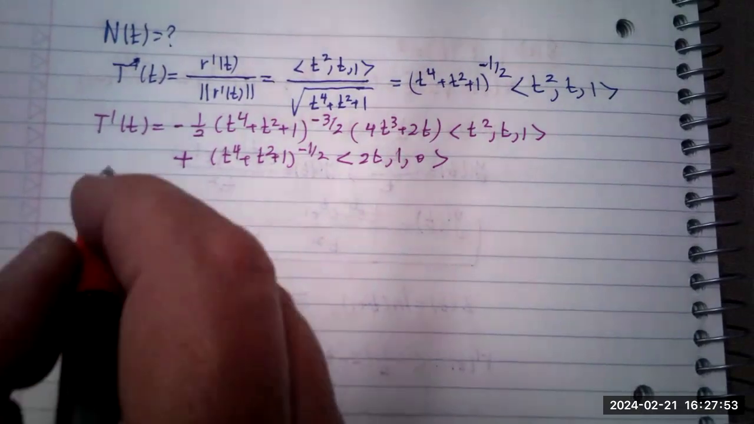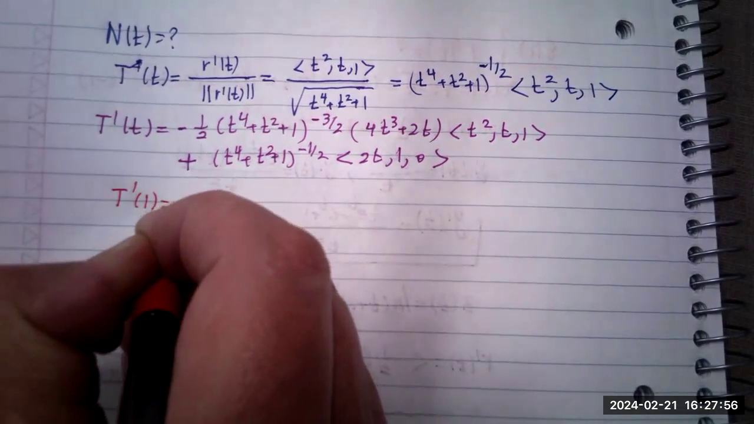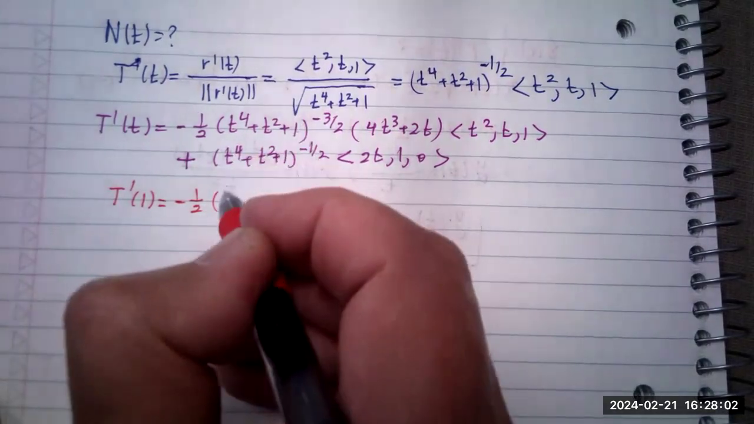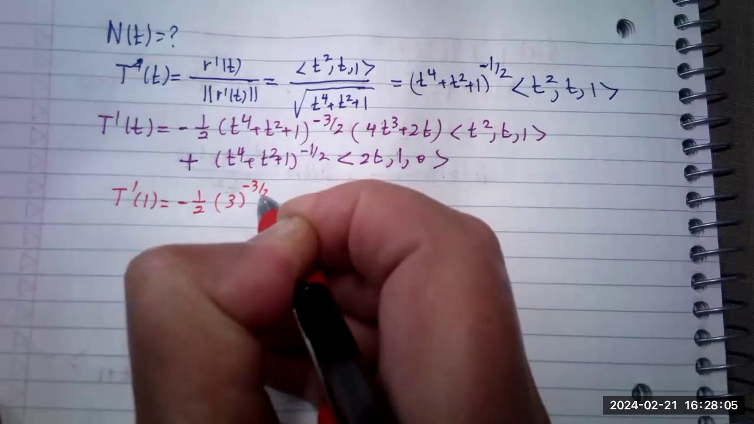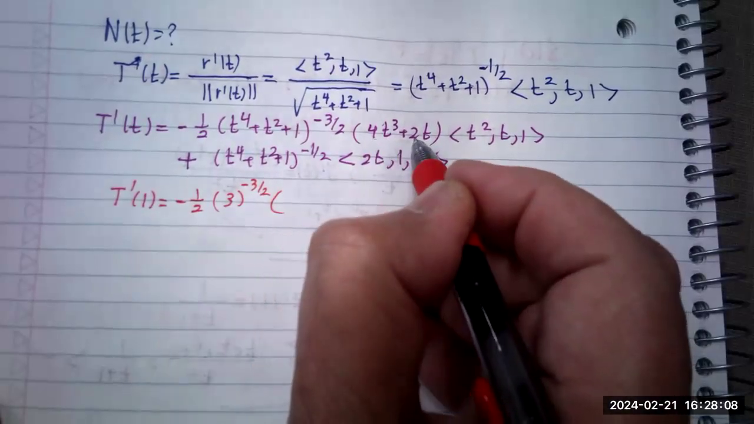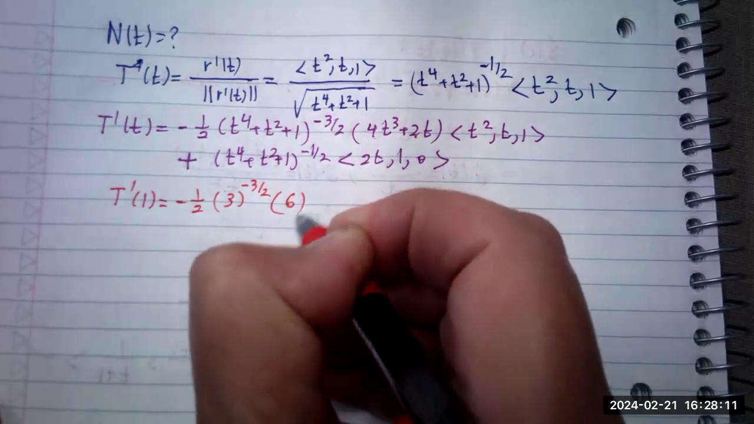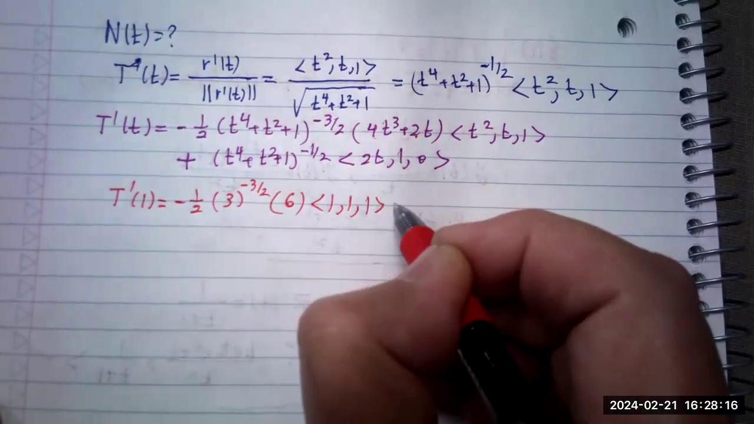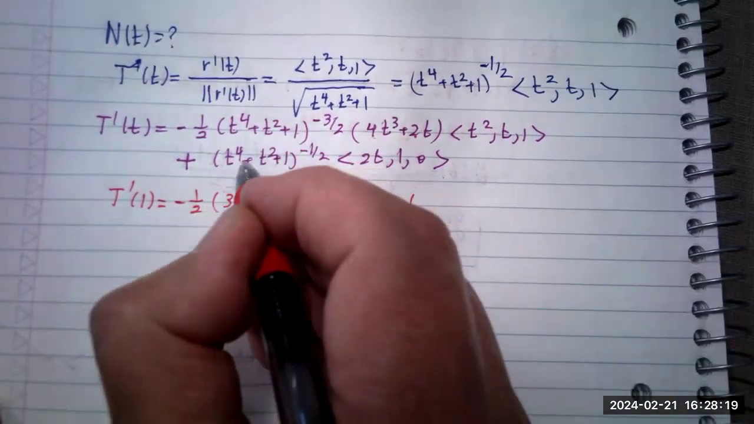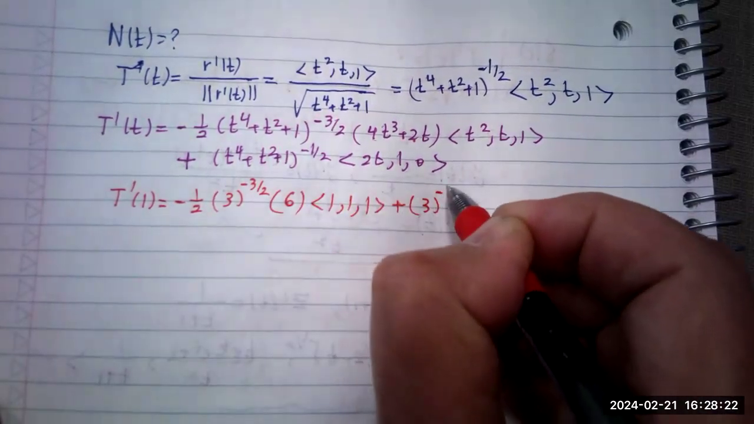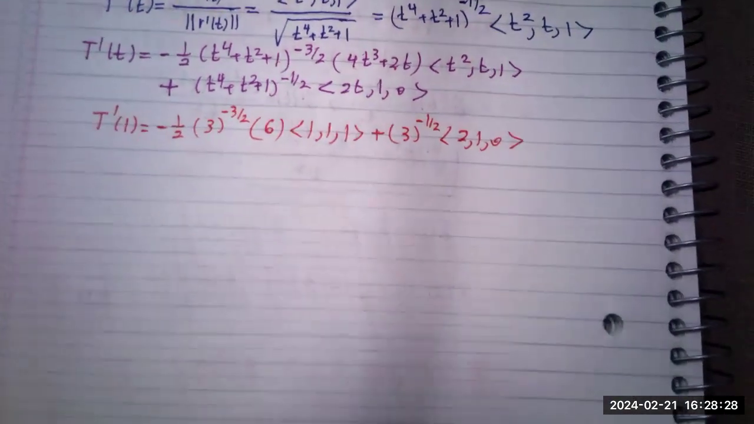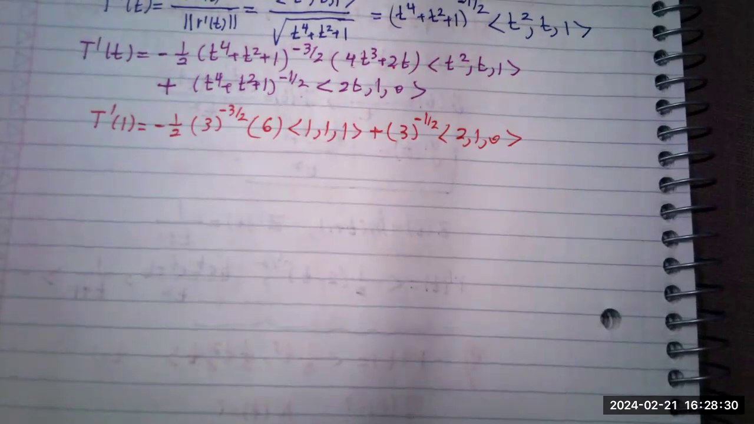So I'm going to find T prime of 1. Then I simplify. T prime of 1: negative 1 half, times 1, 1, 1. Make it 3. So that's going to be 3 to the negative 3 half, times 4 and 2, which is 6, times 1, 1, 1. Then plus, inside it's 3 to the negative half, times 2, 1, 0. I replace the t by 1. Simplify it as much as you can and then get the norm.